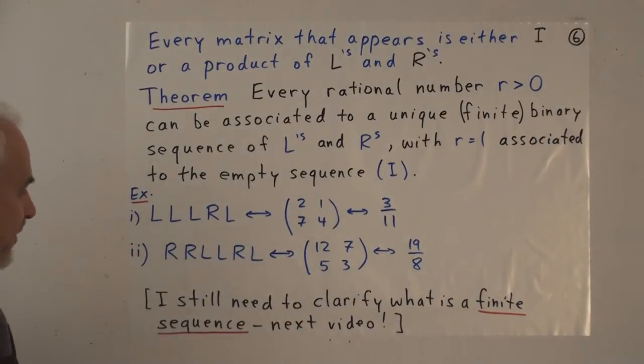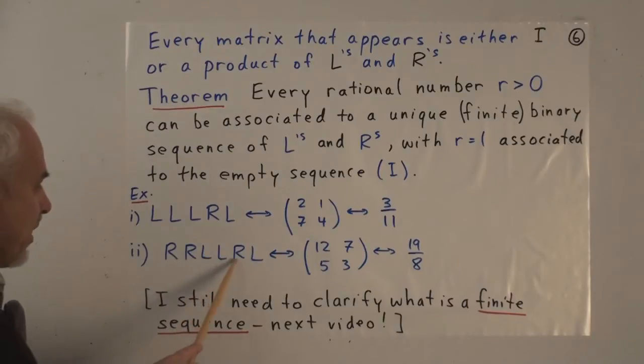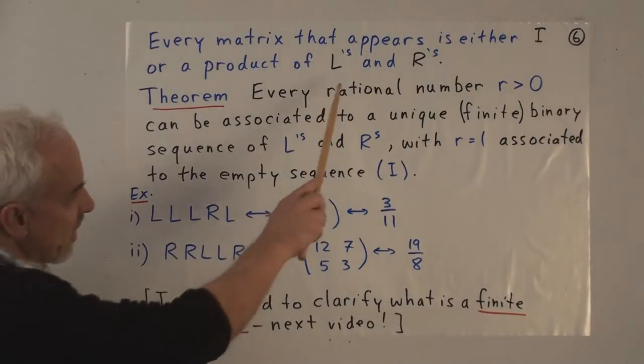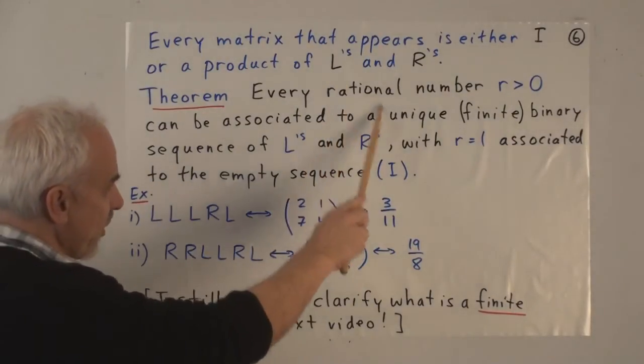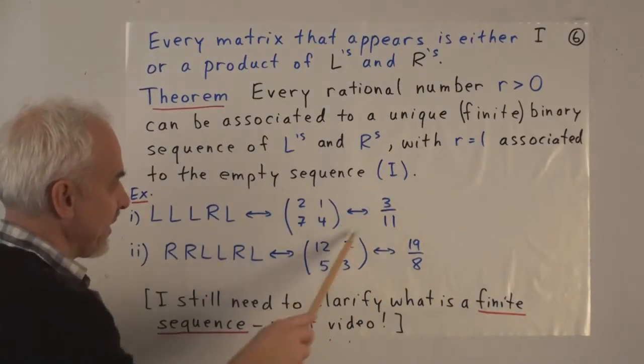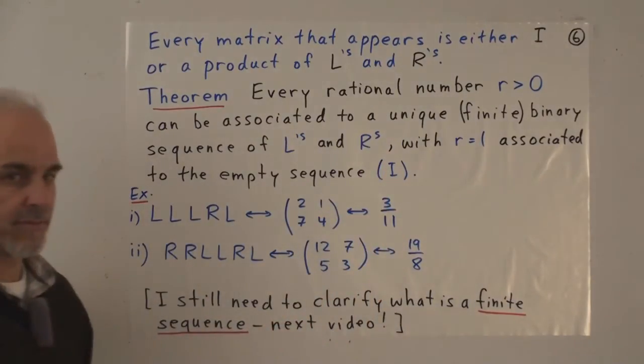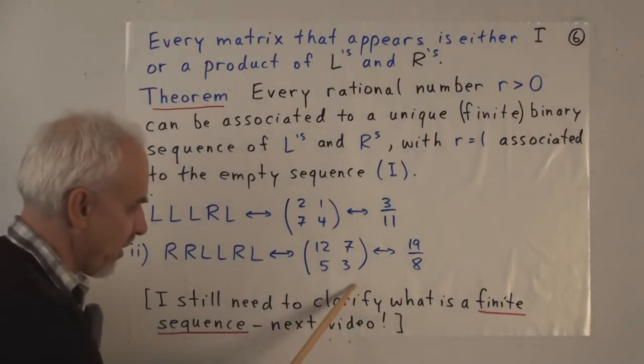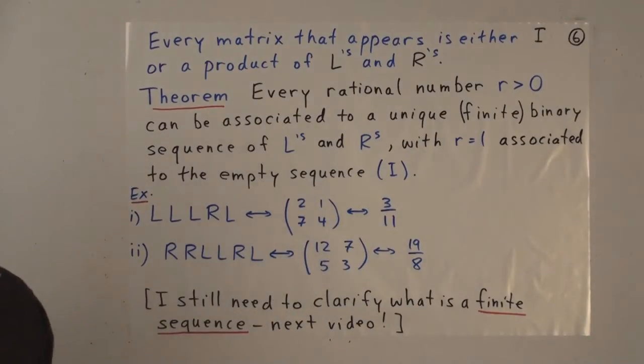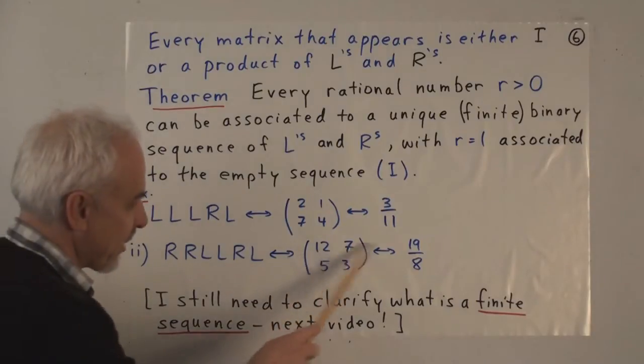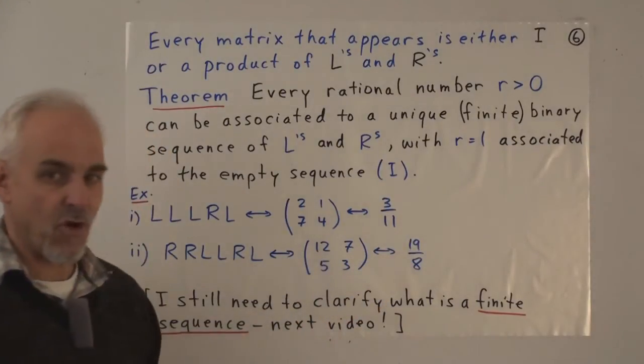Another example, sort of pulled out of the hat, RRLLRL, which would correspond in the tree to going right, and then going left, and then right, and then left. That's the matrix 12, 7, 5, 3. You might like to check that. And then that corresponds to the fraction 19/8.